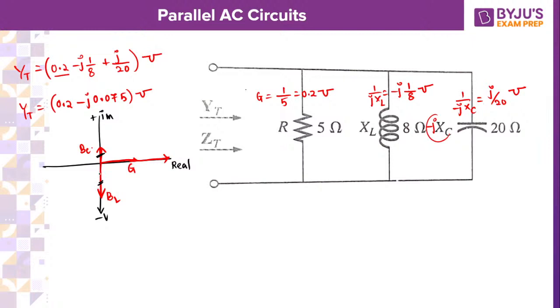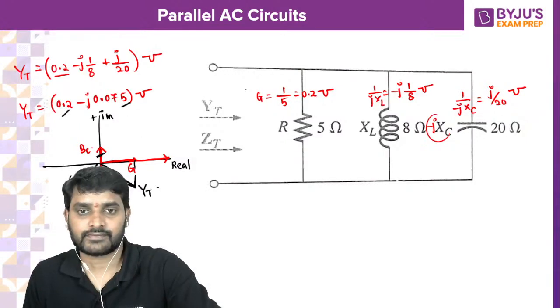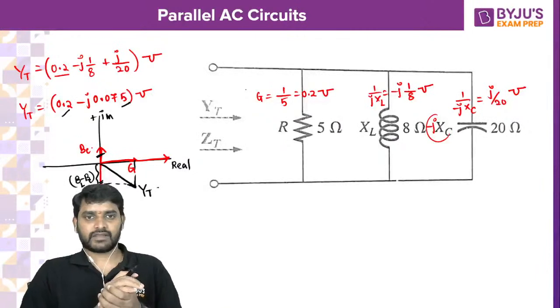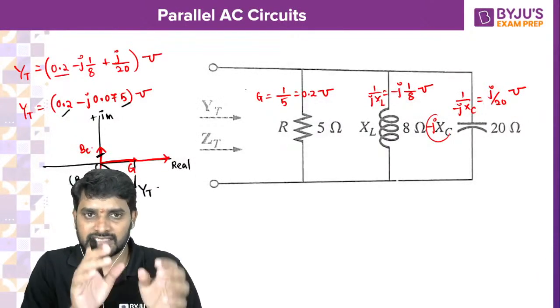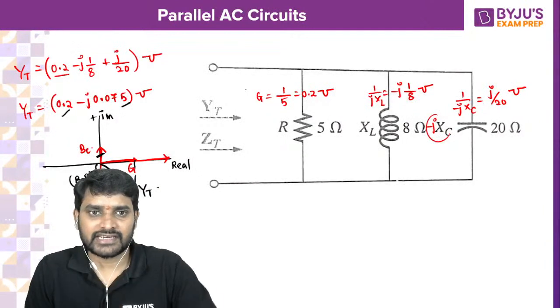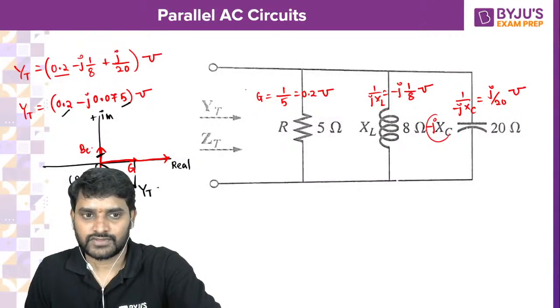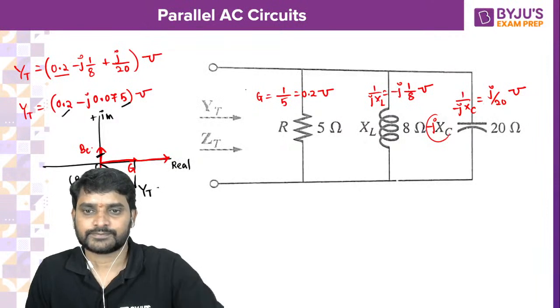The remaining part is going to be BL minus BC. If you take up the parallelogram law, this is going to be the resultant admittance. So you are going to get 0.2 minus j 0.05 mho. Got it? Similarly, after calculating YT, you can calculate the impedance also.